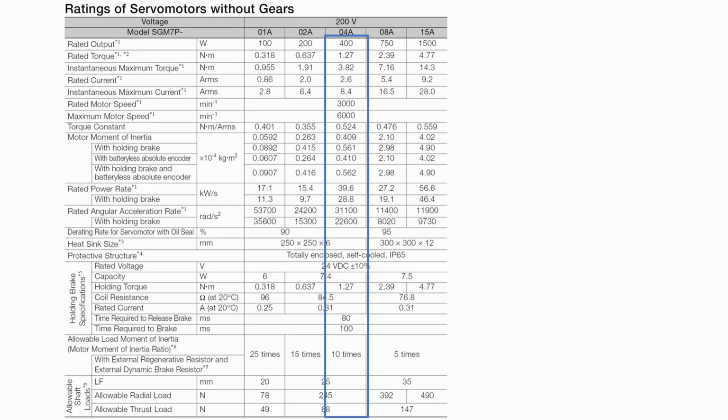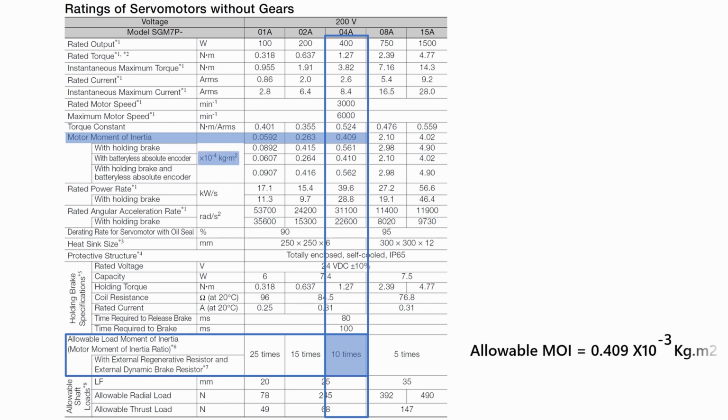There is actually a limitation when it comes to how much moment of inertia a servo motor can handle. And we can find this limitation in the servo motor catalog from the manufacturer. Let me give you an example. For a 400 watt servo motor, the catalog specifies the allowable moment of inertia as 10 times the motor moment of inertia. And here the motor's moment of inertia is 0.09 into 10 to the power minus 4 kg meter square. So the allowable moment of inertia for this motor would be 10 times that value, which equals 0.409 into 10 to the power minus 3 kg meter square.